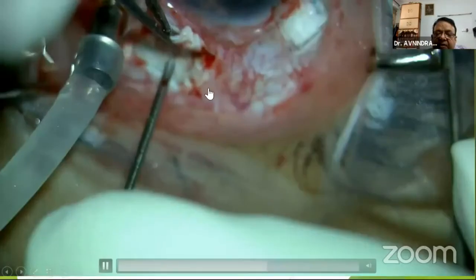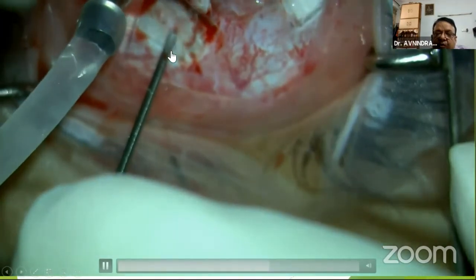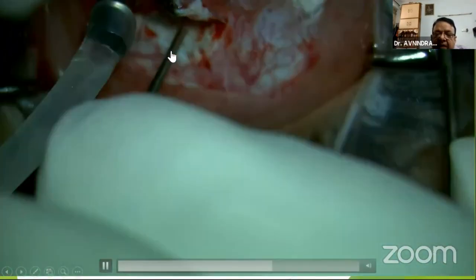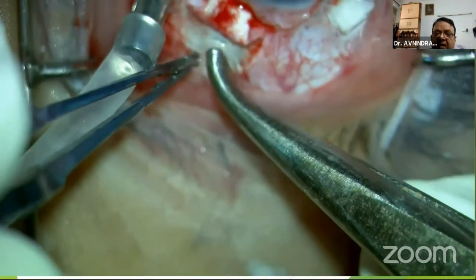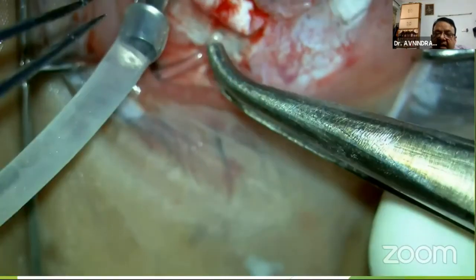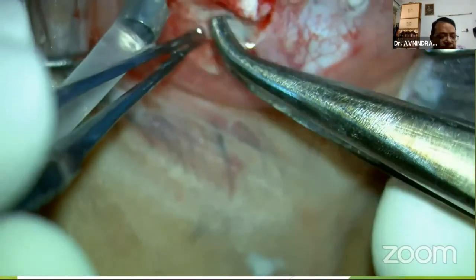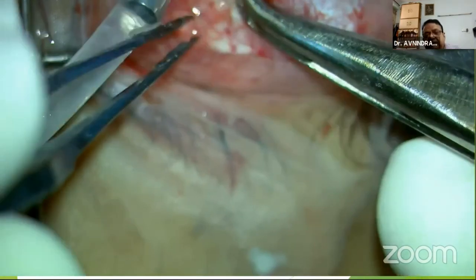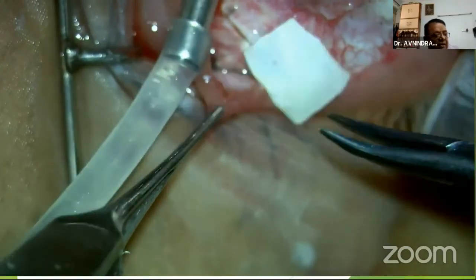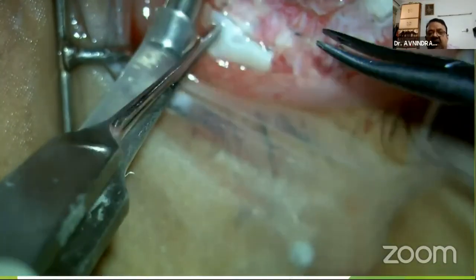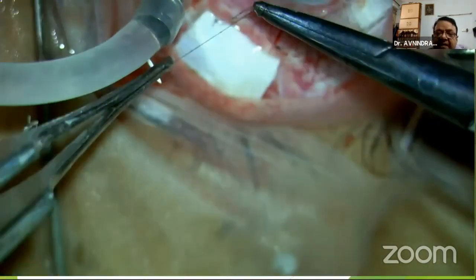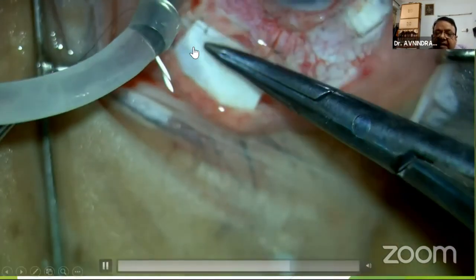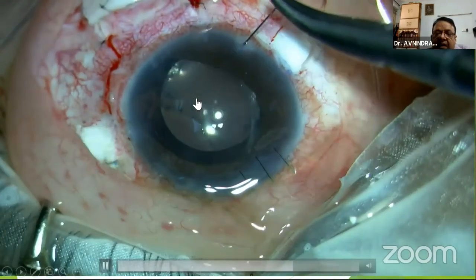Once this procedure is done, a fistula is created 2 millimeters behind the limbus, and the AGV valve is placed, and you can see the valve coming behind the lens. Because of the exposure of the tube, we have also started placing a scleral patch graft.